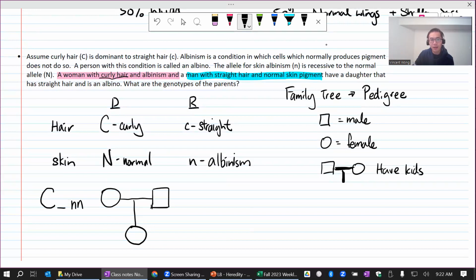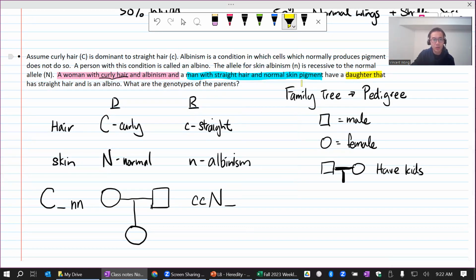The man, the father, has straight hair. Straight hair is recessive, so it must be little c, little c. He has normal skin pigment, so that's big N and something. Again, we don't know if he's big N, big N or big N, small n. We have to investigate a little bit.